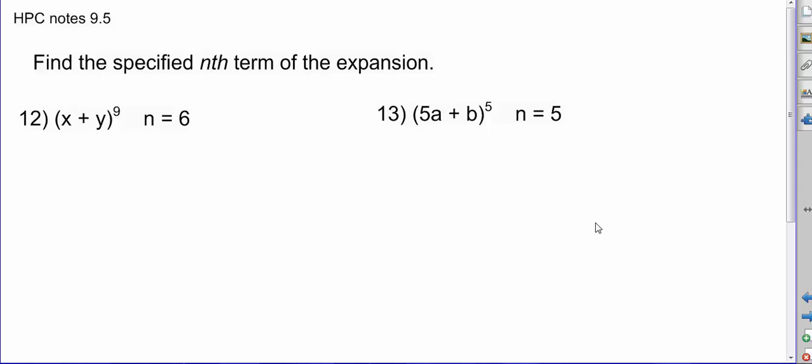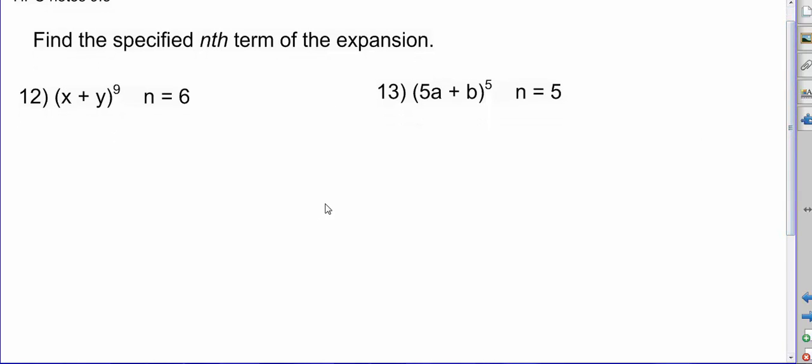All right, now we're going to use this a little bit different way. We're going to use our nCr situation so that we can find the nth term of an expansion. Now, I'm not going to actually do x plus y to the 9th all the way through. What I'm going to do is this.